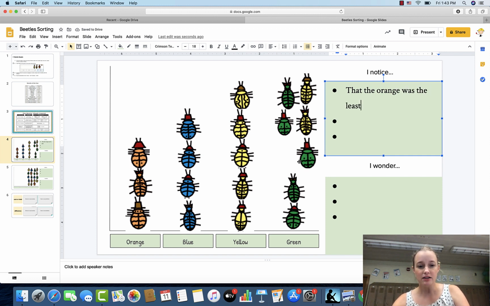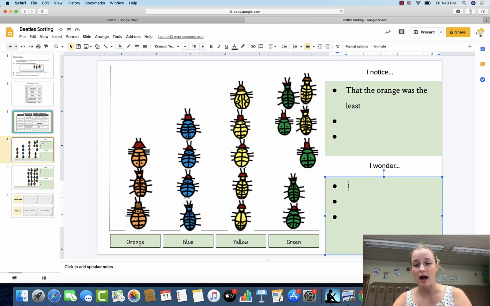Okay, I could notice that there were more boy beetles in a certain color or girl beetles in a certain color. I can notice that there's a lot of red hats going on here, or that there's a lot of brown hats going on here. And you could ask a question too. So I wonder whose beetles are on here. I wonder why there are so many dots on this one, or I wonder why there's so many stripes on this one. So I want you to think of a question for this.